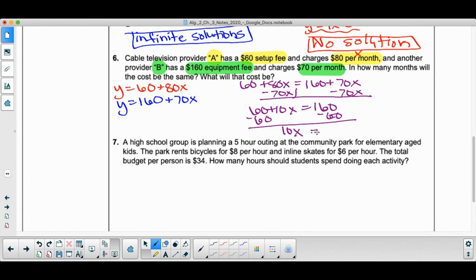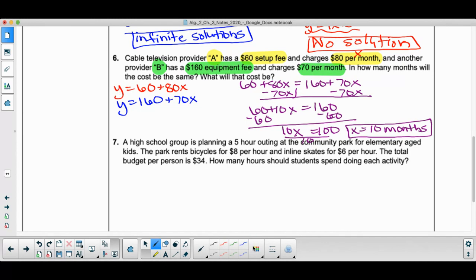10x equals 100. If we divide everything by 10, we get x equals 10 months. All right, so in 10 months, you will have spent the same amount on both companies. Now they're asking, what will that cost be? So there's two questions they're asking. How many months? X. What will that cost be? Y.